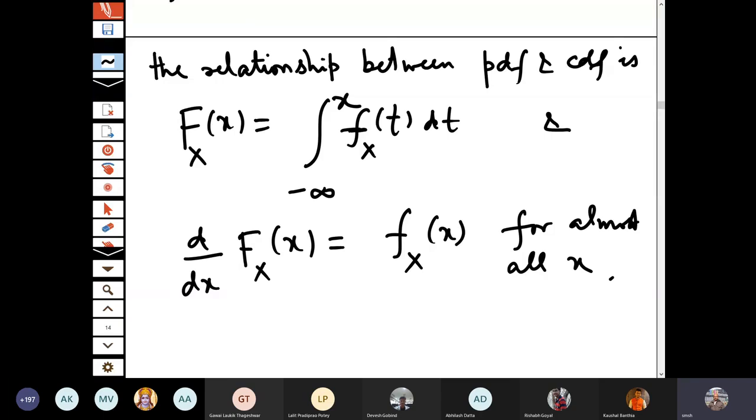So here this capital F is actually an absolutely continuous function. That means it may not be differentiable at some of the points. And this "almost all" simply means, there is a small technical thing. That means those points can be ignored.